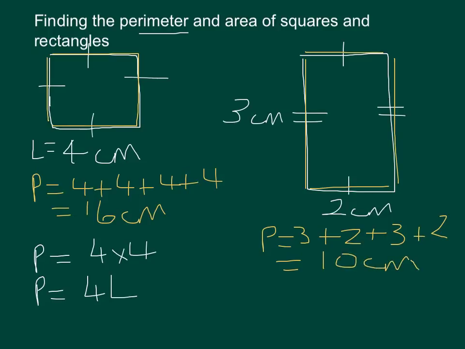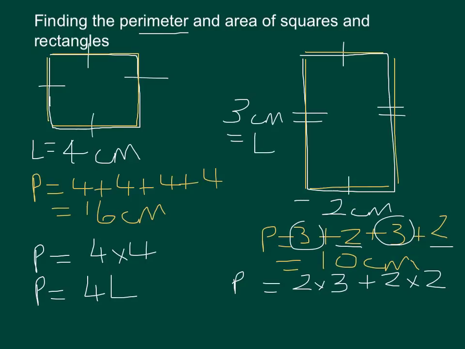But if we look at it in a general rule, we have got 2 lots of each of the sides. So we've got 2 lots of 3, and we've also got 2 lots of 2. Now, 3 is the length of the side, and 2 is the width of the rectangle. So a general formula could be to say that to find the perimeter of a rectangle, we do 2 lots of the length plus 2 lots of the width.